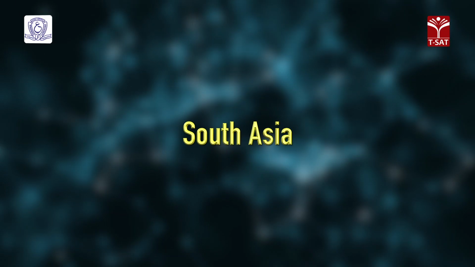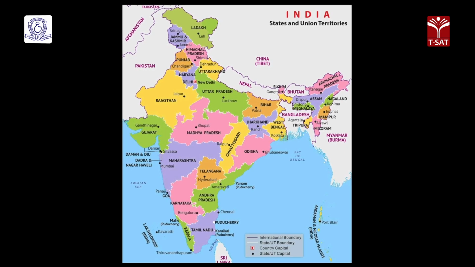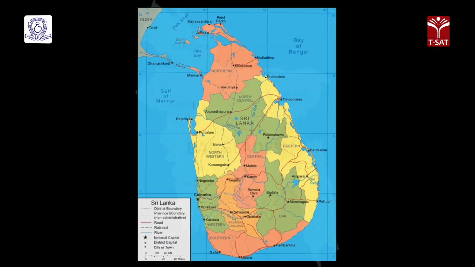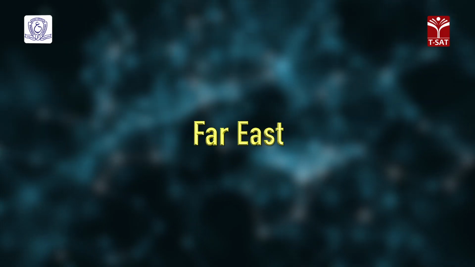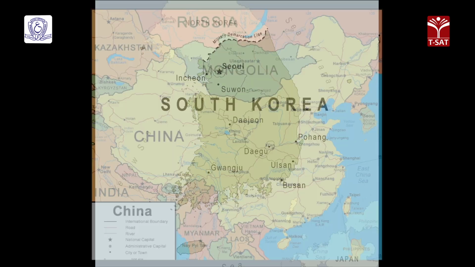And now the most important category is South Asia. Why is that South Asia? Because the countries of South Asia include India, Pakistan, Bangladesh, Sri Lanka, etc. Now let me take you to the Far East. It includes Japan, Korea, China, etc. Per capita income of Japan is $35,000 and of China is $6,000.